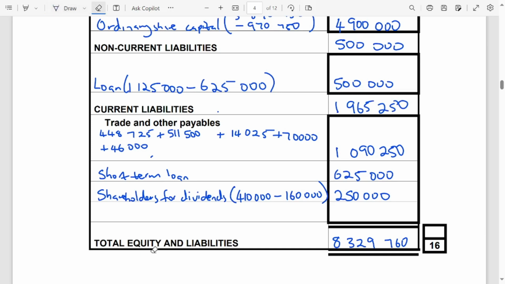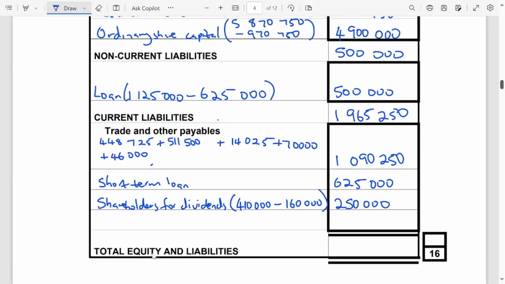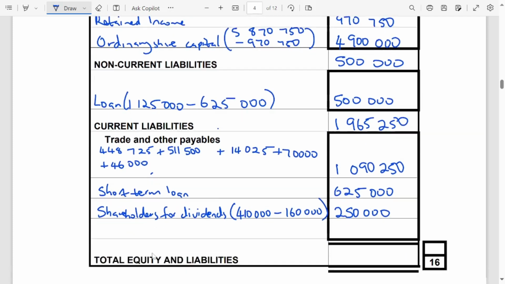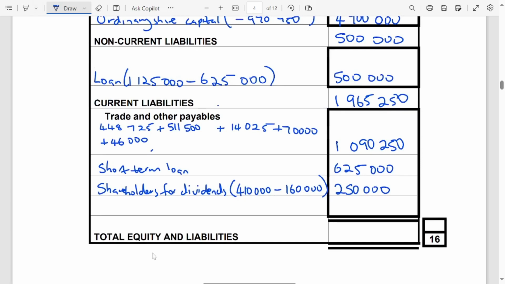Right? So now this means that to find the total equity and liabilities, we're going to add the non-current liabilities plus the shareholders' equity. So which is going to be 8,336,000. That is your total equity and liabilities.